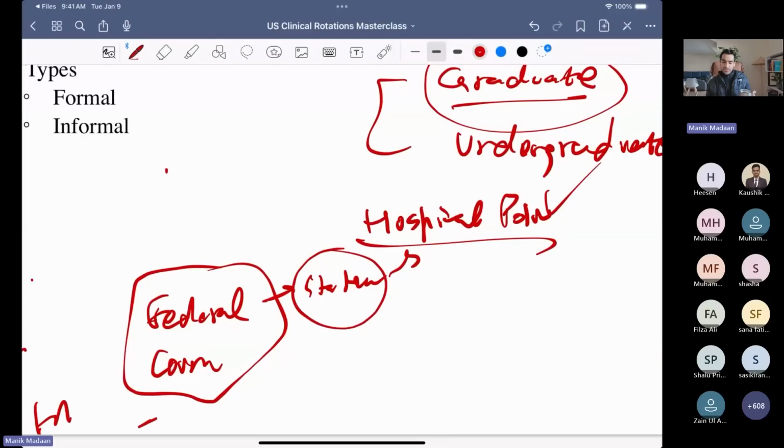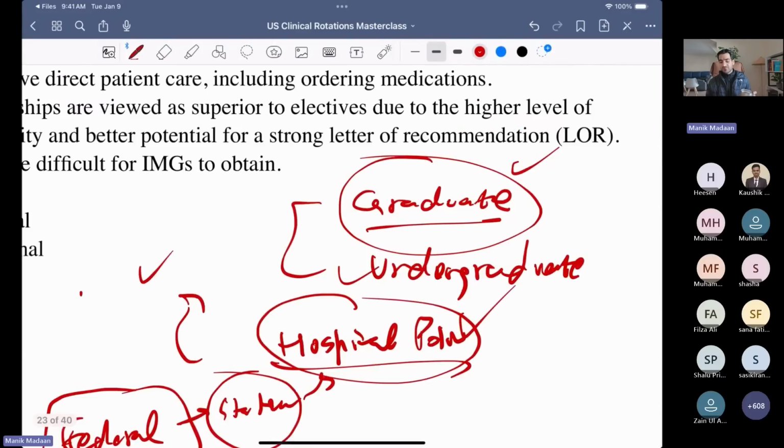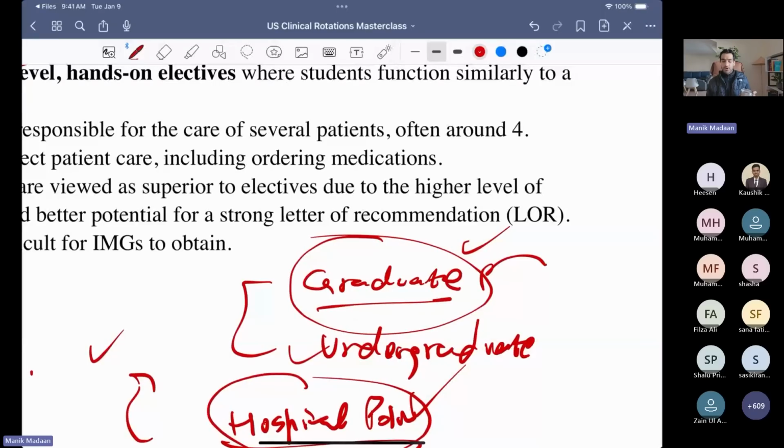State laws at times do, right? So let's say in certain states, you can't do hands-on experience as a graduate. In certain states, you can, right? And hospital policies are the last layer. So if a state says you can, and the hospital says you can, it is legal for you as a graduate to do a sub-internship or any kind of hands-on experience, right?